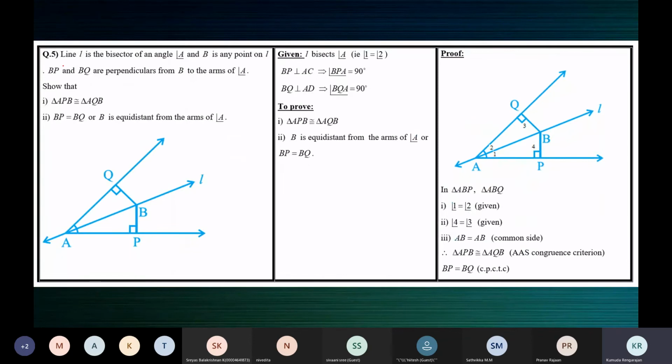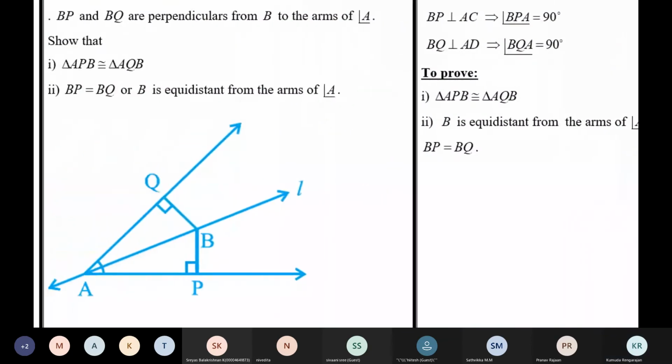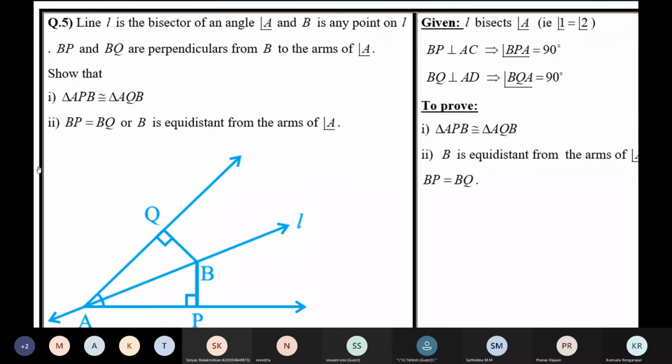Please read the question given. Is the question more clear now? Is the information more clear now? Yes, ma'am. I want all of you to read the information given and apply it. Read the information and see the same in the figure.